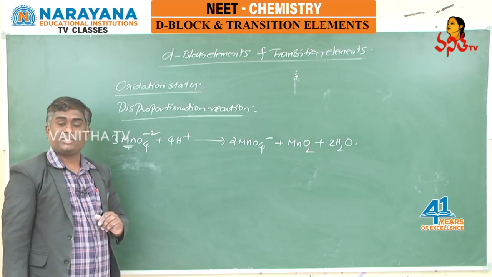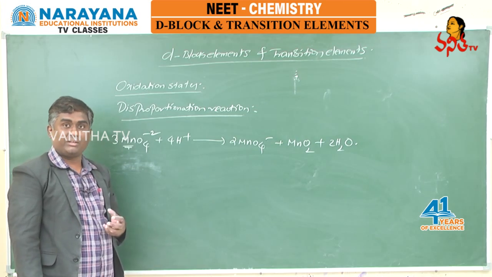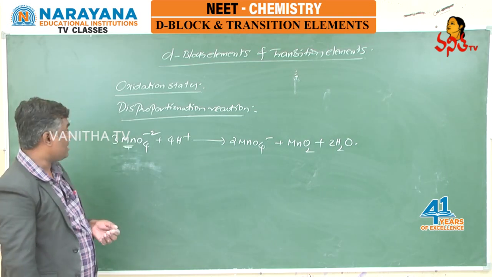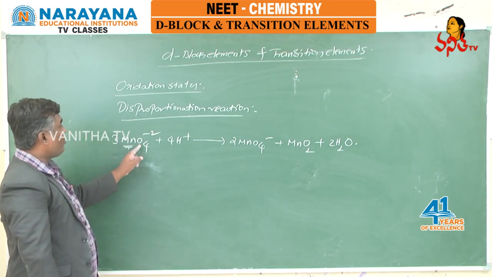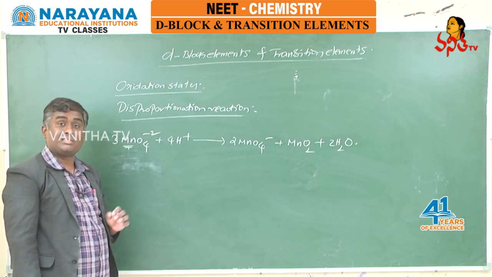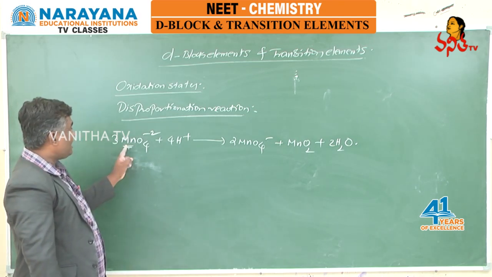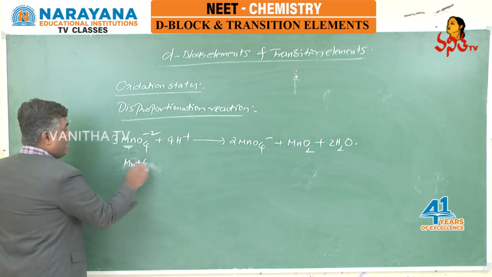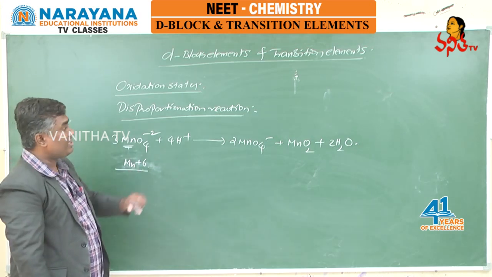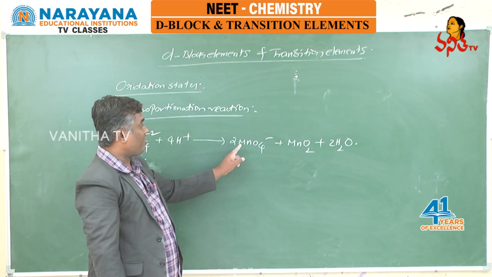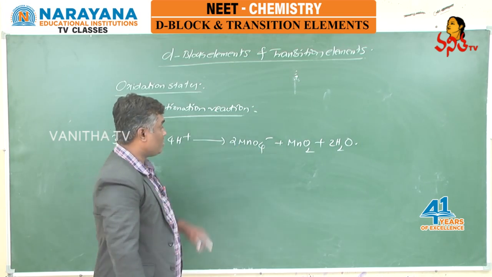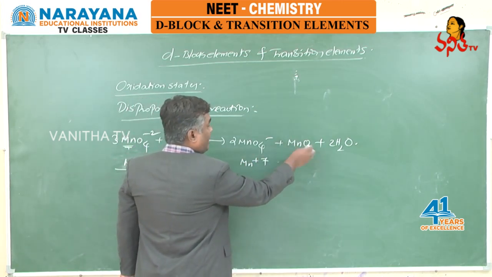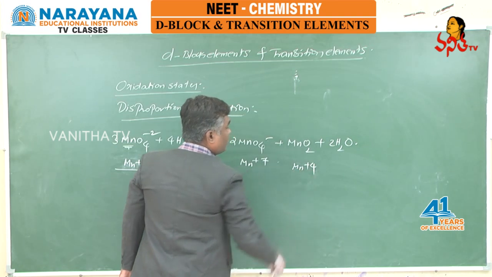Now, disproportionation reaction is a type of redox reaction in which reduction reaction and oxidation reaction both take place simultaneously. If you look at this, MnO4^2- means manganate ion, and on the reactant side we have manganate ion. In the form of manganate ion, manganese is exhibiting +6 oxidation state, and on the product side manganese we can find in the form of MnO4- and MnO2.